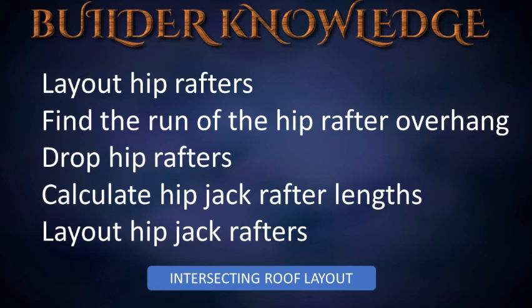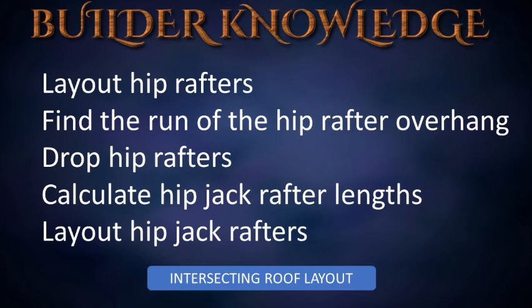Draw the seat cut line, measure the overhang and mark the first tail plumb line, and square a line across the top of the rafter. Lay out the center point, draw the tail plumb lines and the second set of tail cut lines. Find the run of the hip rafter overhang.